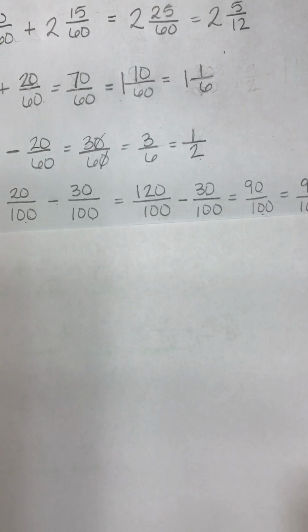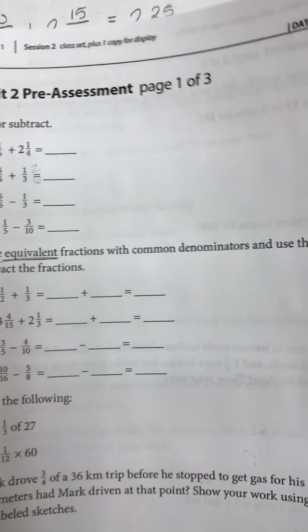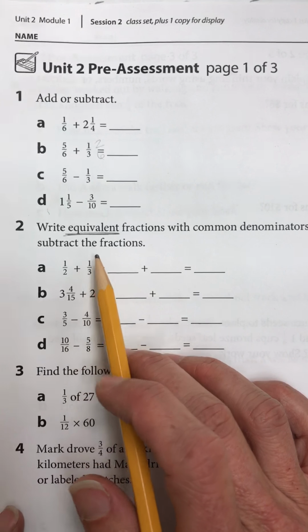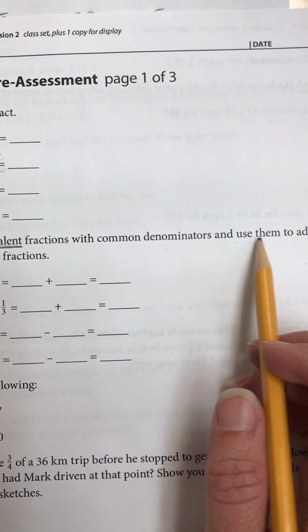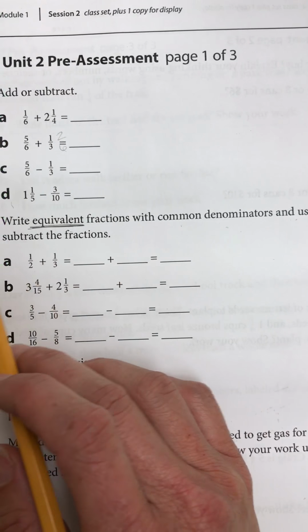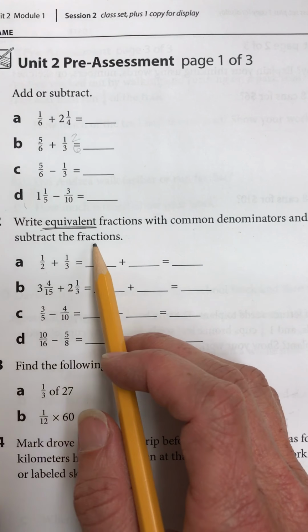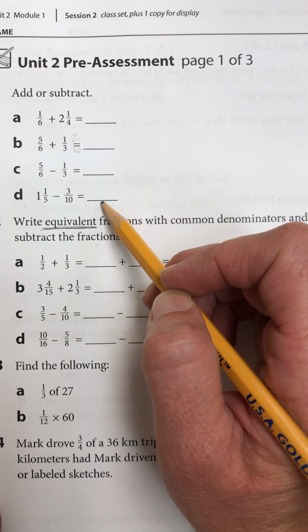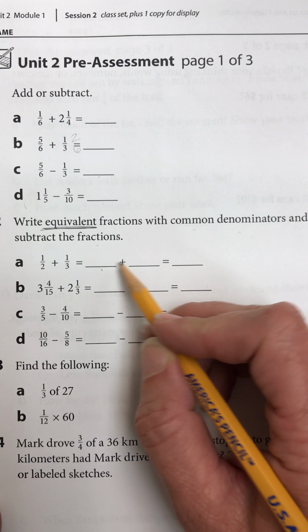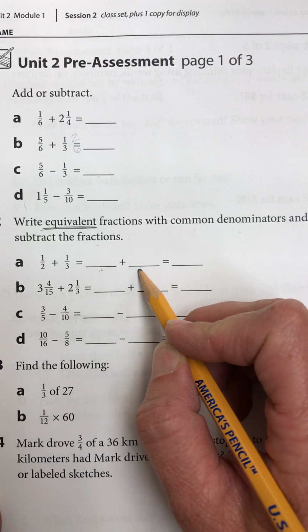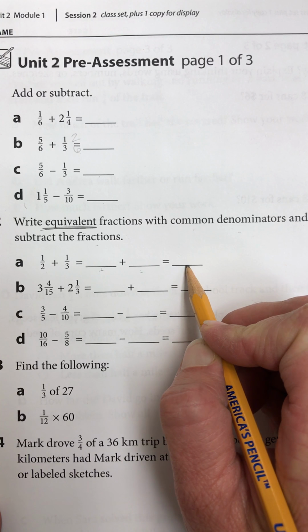Then moving on to section 2, it says write equivalent fractions with common denominators and use them to add or subtract the fractions. Well, that's pretty much what we already did up here in part 1. They just didn't have the blanks. So this time you not only get credit for showing how you converted, either money, time, or using a ratio table, but you also get credit for the answer.